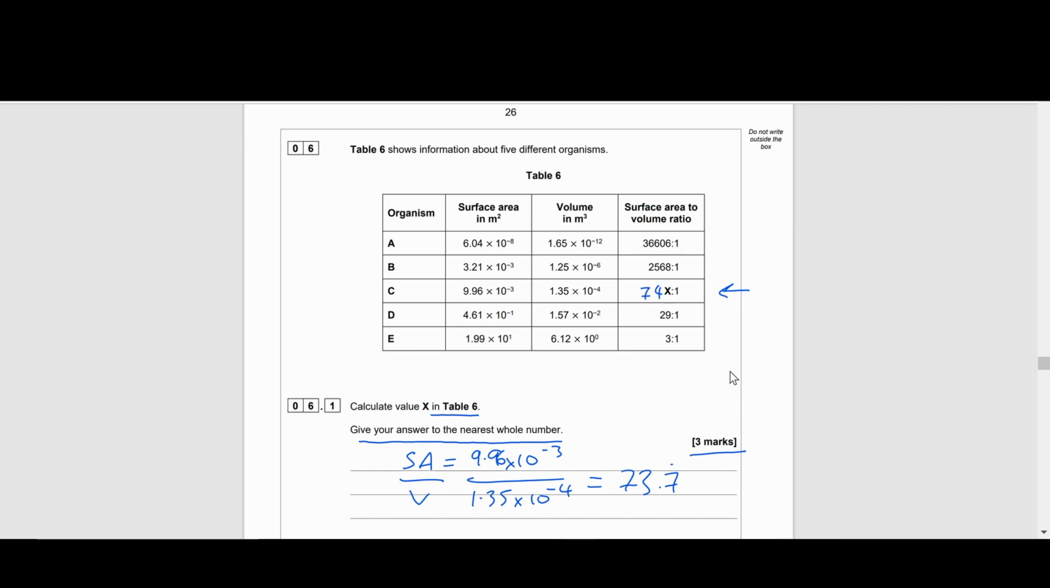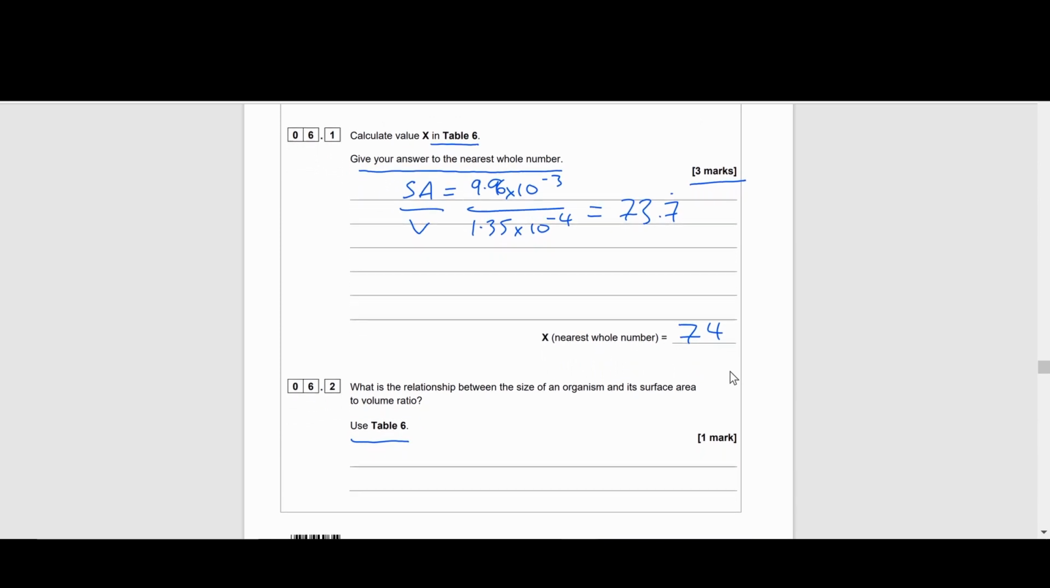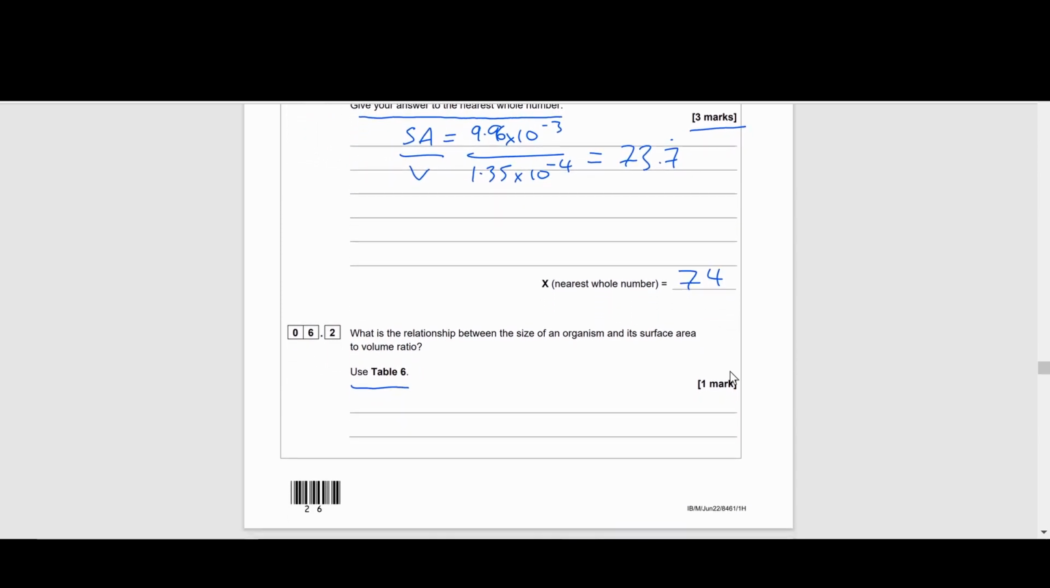So what's happening to the surface area? The surface area seems to be getting larger. So what does that tell us about the size of an organism compared to surface area to volume ratio? The larger the organism, the smaller the surface area to volume ratio.